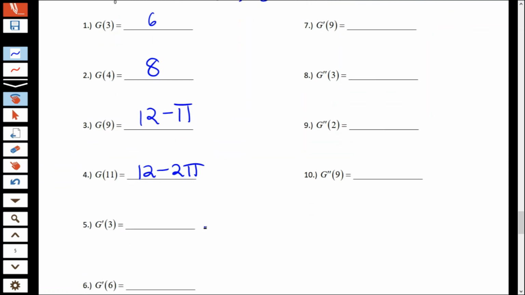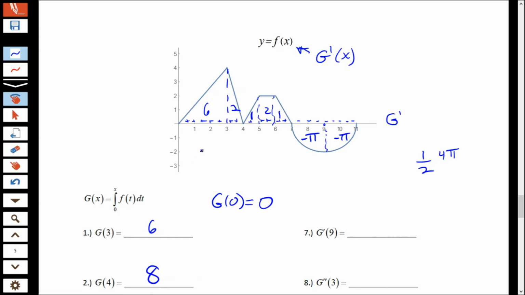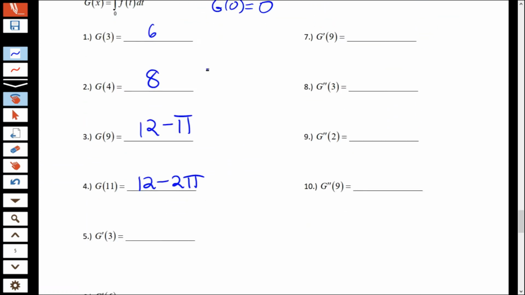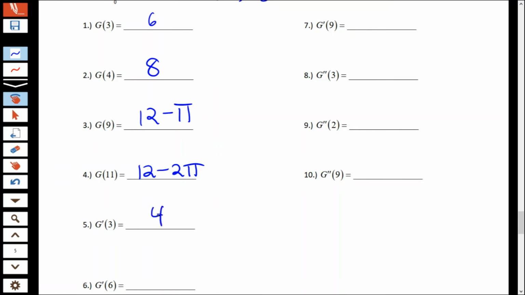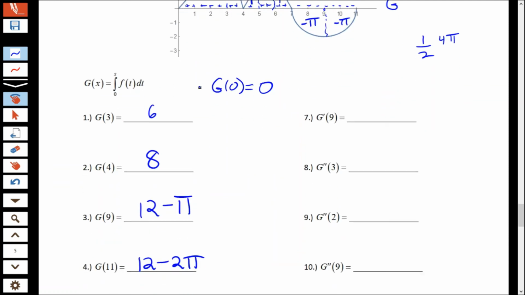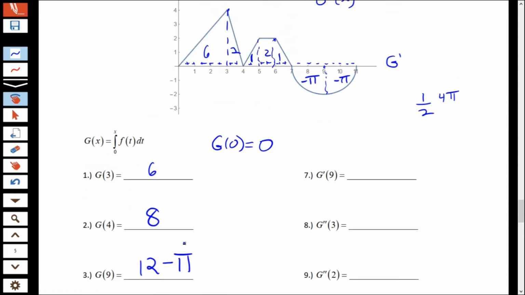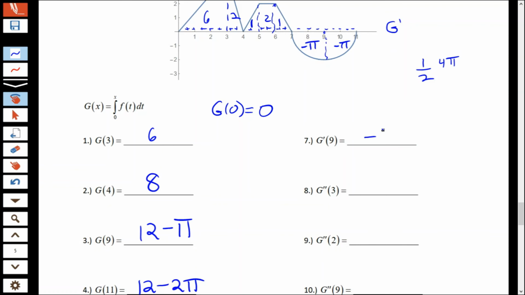Right? G prime of 3. Well, G prime of 3 is really just going to be f of 3. And what's f of 3? 4. G prime of 6, right here, what's the y value? Now look, I know this looks like a cusp, but remember, this is the derivative. We are looking at the derivative graph, so it's spitting out just the y value of 2. G prime of 9 is negative 2.